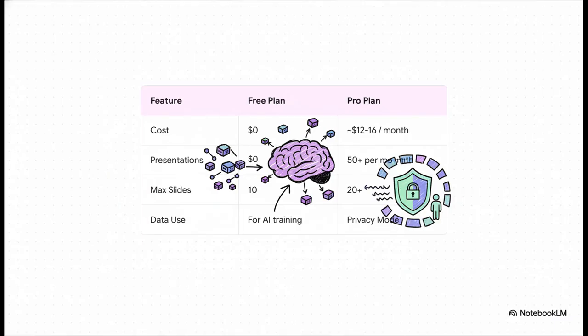The pricing here is a pretty classic freemium model. The free plan is great for just trying it out. You get 3 presentations a month with up to 10 slides each. The Pro plan, which is around $12 to $16 a month, gives you way more presentations and more slides. But look closely at that last row, data use. This is where things get really interesting. The free plan says your data can be used for AI training, but the Pro plan includes something called a privacy mode.